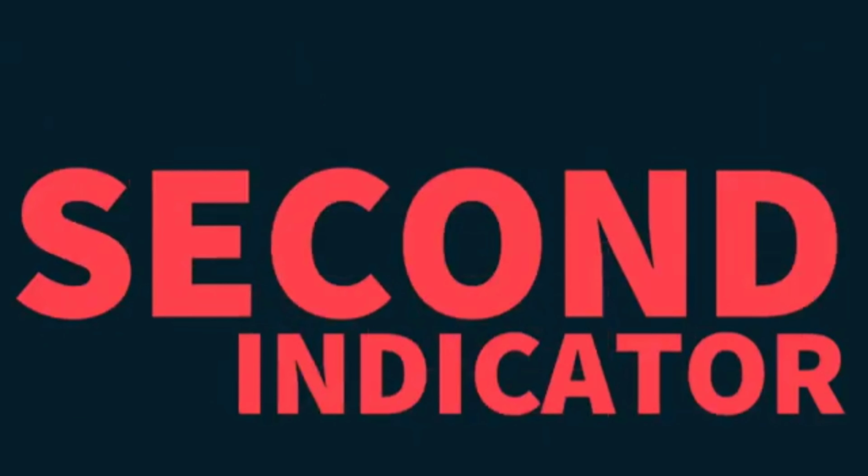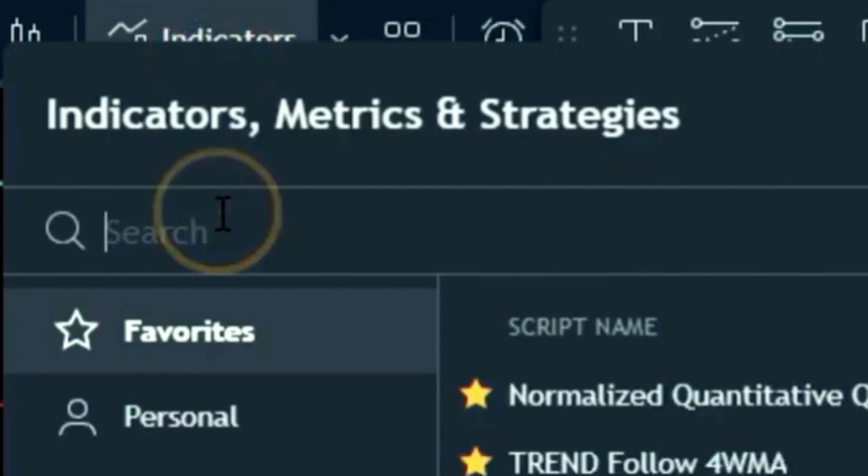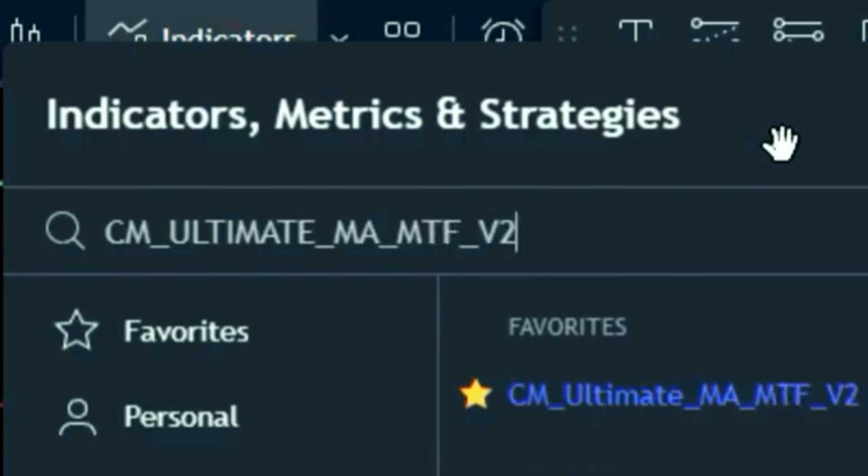Alright, now it's time to add the second indicator to confirm signals, as relying on one isn't wise. Let's jump back to the Indicators tab and click on the search bar. We're looking for the CM Ultimate MAMTF indicator. Quite a name, huh? But don't worry, it's a great tool.